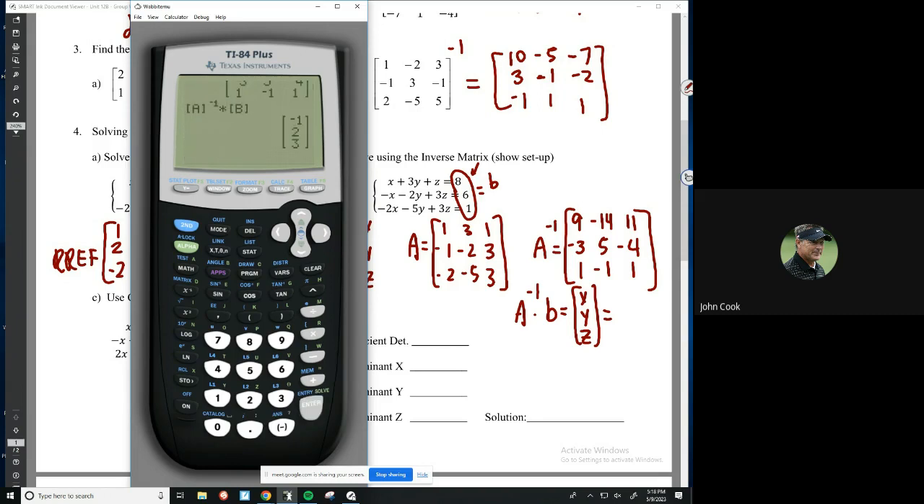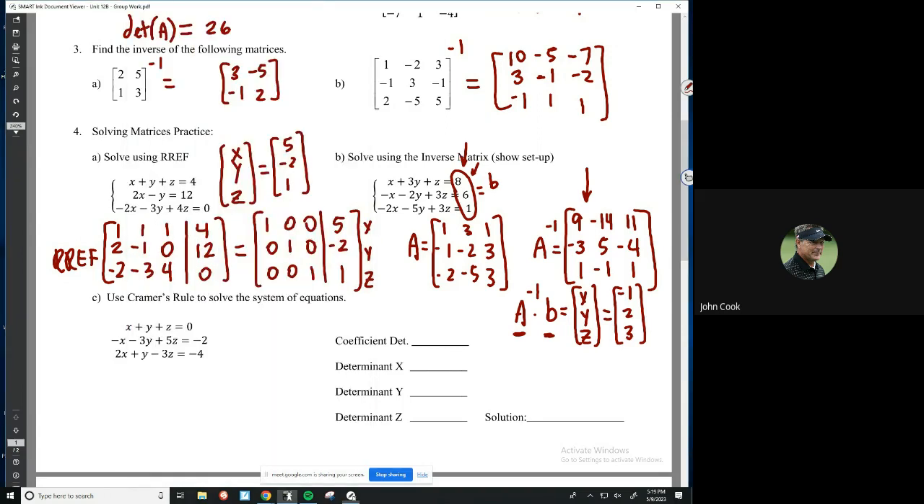And that gives us our answers. So X, Y, and Z are equal to -1, 2, and 3 respectively. There you go. That's all you had to do. So what I did was I found the inverse matrix, and then I multiplied it times B, which is all of these little guys right over here. And that should give me my X, my Y, and my Z.